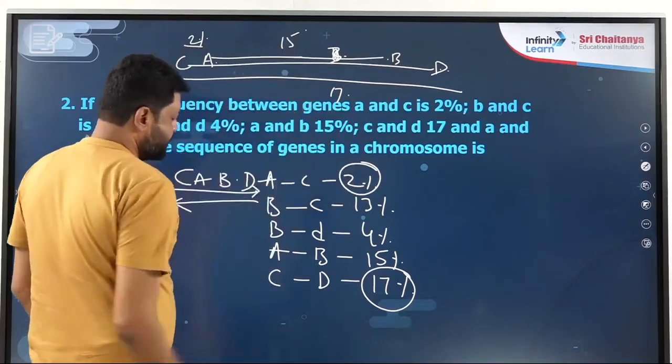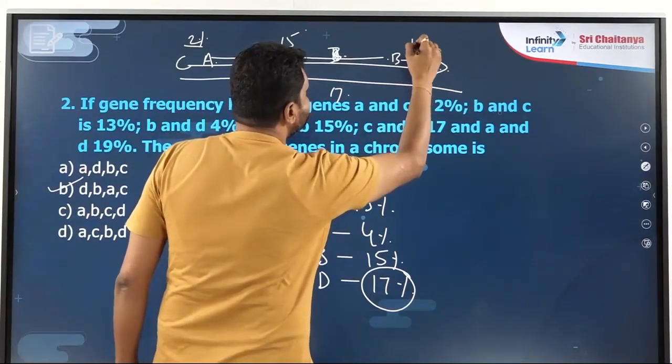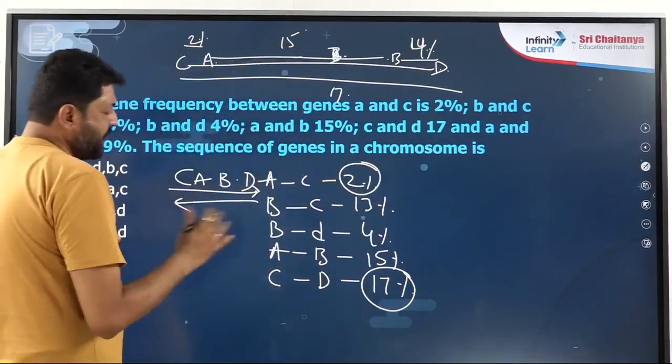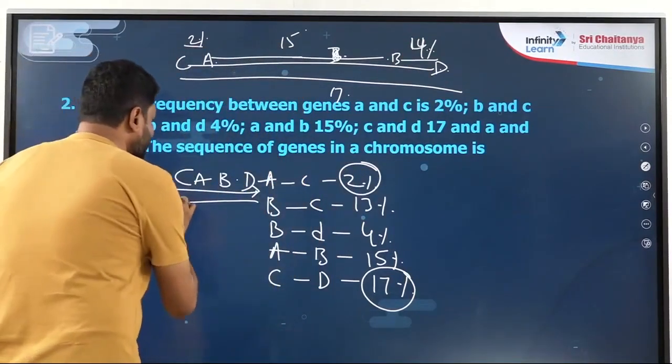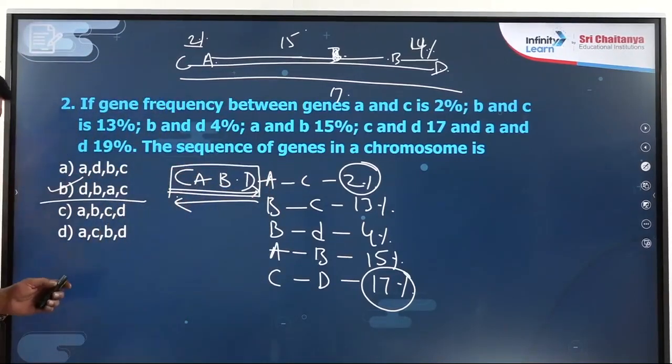15 centimorgans, and B and D 4 centimorgans. So something else you can notice, but only the correct order is asked. So I'll go for D, B, A, C.